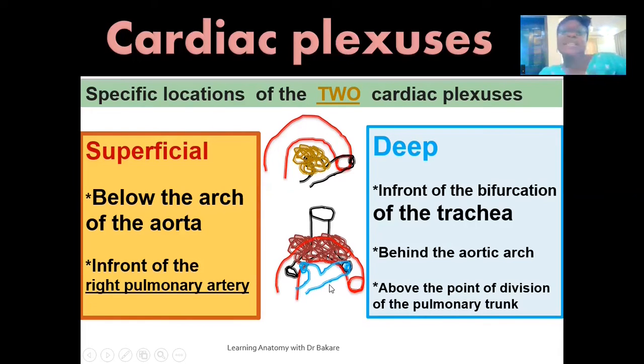So if we try to place these two plexuses, you see that the superficial cardiac plexus is truly superficial, while the deep cardiac plexus is seen to be placed deep to the superficial cardiac plexus. Also to add that the deep cardiac plexus can be established to be sandwiched between the arch of aorta anteriorly and the bifurcation of the trachea posteriorly. So you see it being sandwiched between the arch of aorta anteriorly, and posteriorly you have the point where the trachea bifurcates. So you see it in between these two structures. So that is how the location of the superficial and the deep cardiac plexus is established.